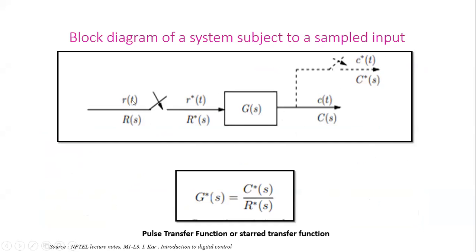The input R of t was a continuous one. We have introduced a switch, as good as a sampler. The output you see is R star of t, which is nothing but sampled data, or I can also say it's a digital signal. Now this R star of t is the corresponding digital signal to the input. This is exactly shown here, and this is exactly where the pulse transfer function will come into the picture.